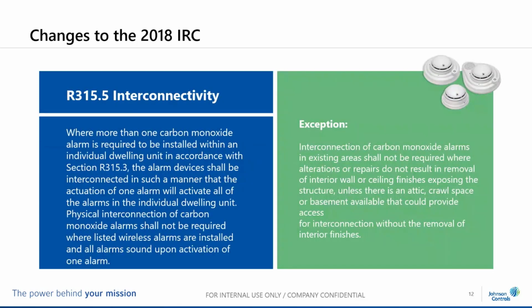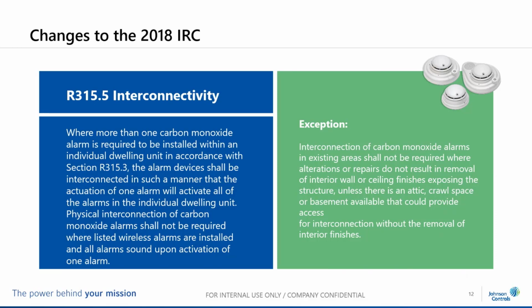So now let's jump into interconnectivity here in Section R315.5 in the residential code. This code change covers detached one- and two-family dwellings and townhomes not more than three stories. Again, we're in the residential code. This change sought to enhance the safety of the residents by requiring CO alarms to be interconnected, very much how we've done with smoke alarms over the years.